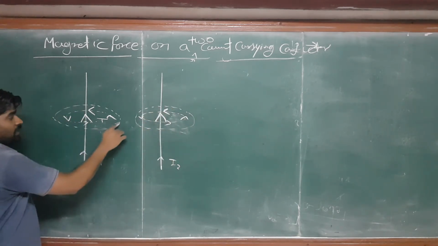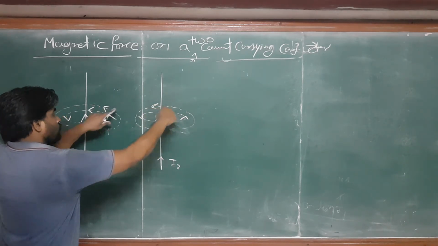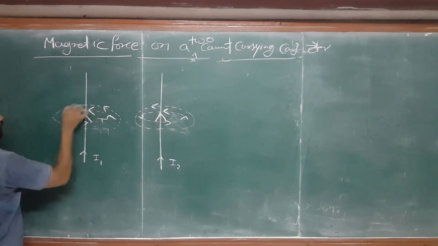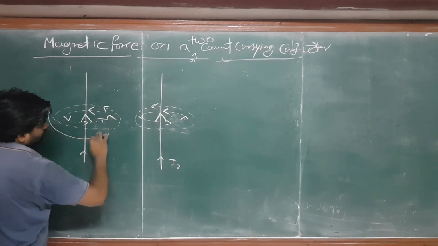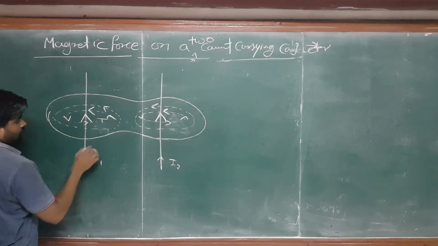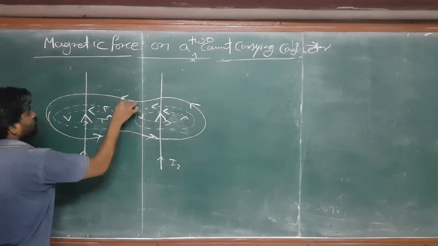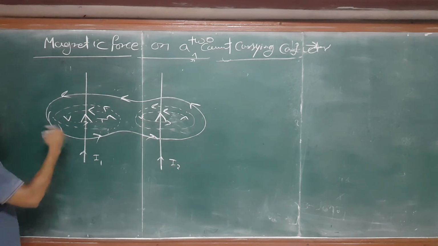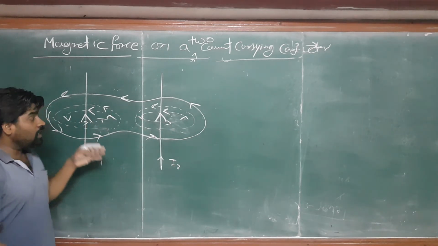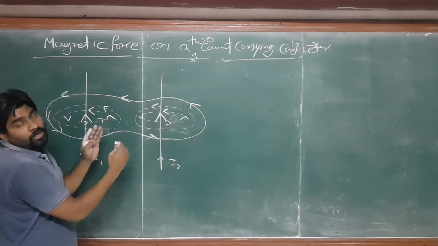So see, at this point it is going here, and at this point it is coming here. So at these regions they are following in the same direction. If I draw the next ring, I can draw like this. So you all can see the direction of magnetic field produced by these two currents comes in the same direction. So due to this same direction, these two current carrying conductors will attract each other.